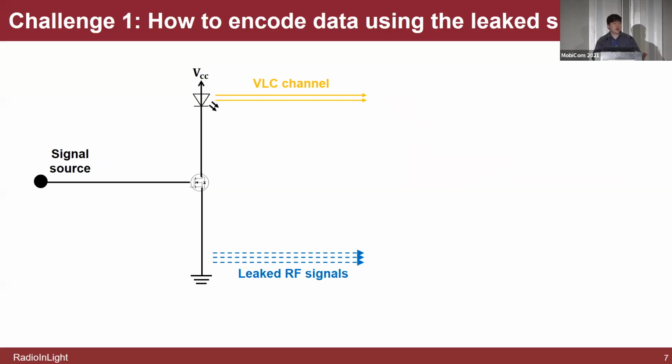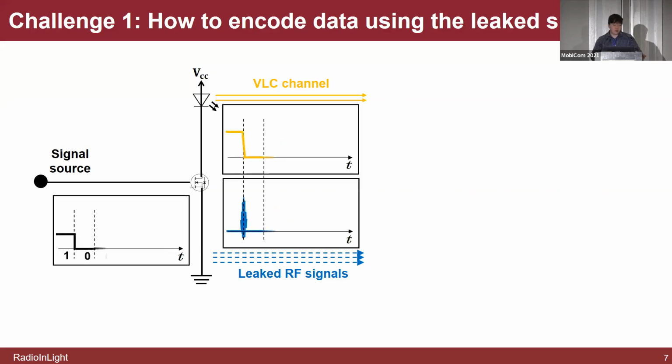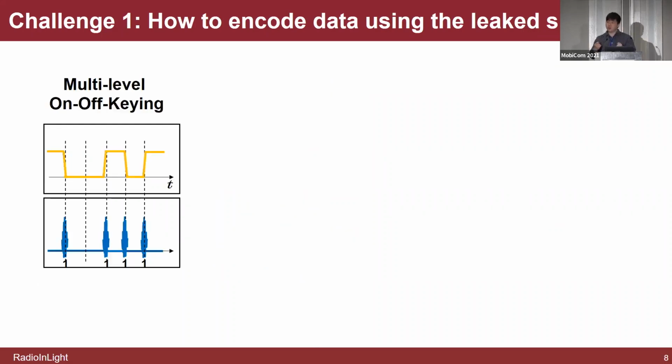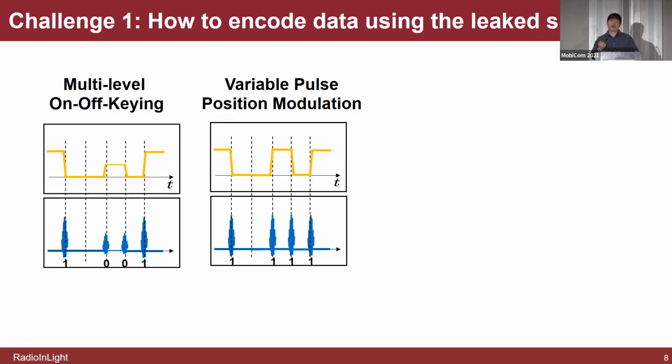The first challenge is how to encode the data using the leaked signals. As we all know, the leaked RF signal is a byproduct of the VLC channel, so it is fully dependent on what is transmitted in the VLC channel. For example, to encode data with the leaked signals, the first method is to control the amplitude of the leaked signals by controlling the amplitude of the VLC signals, as in multi-level on-off keying. Or we can change the positions of the leaked signals by changing the positions of the VLC signals, as in variable pulse position modulation.